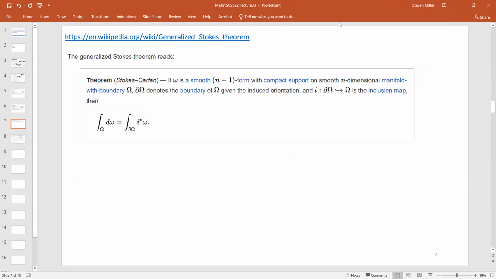So let's unwind what that is. Fundamental theorem of calculus. If I integrate from a to b of f prime, what do I get? This is the integral over [a,b] of df. What would I get?